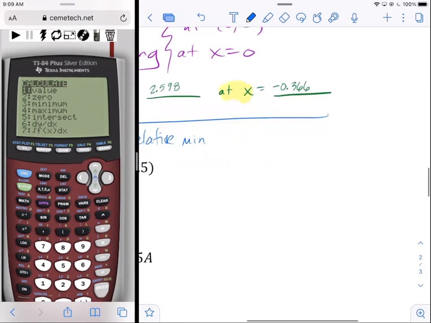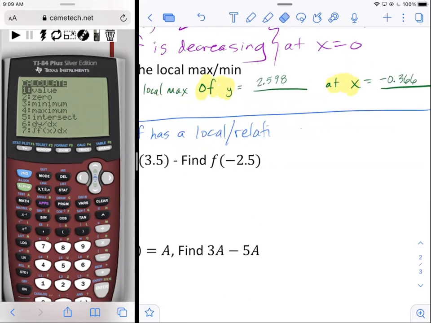And you can abbreviate maximum and minimum as max min. That's fine. All year long, you could do that.